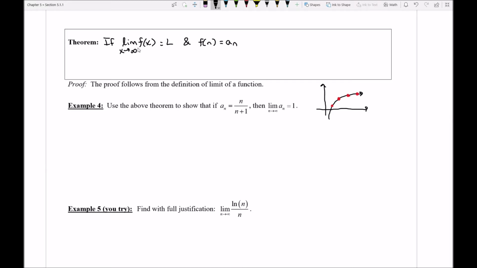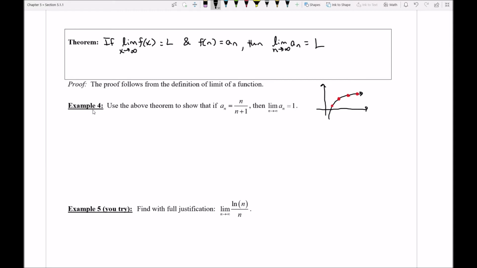Well, again, if I know what the limit is of that function, then it's almost pretty obvious what the result of this theorem is going to be. If I know where the function is going and my dots are all on the function, then the limit for my sequence should also be L. Wherever the function goes, the sequence goes. This is a really useful tool.